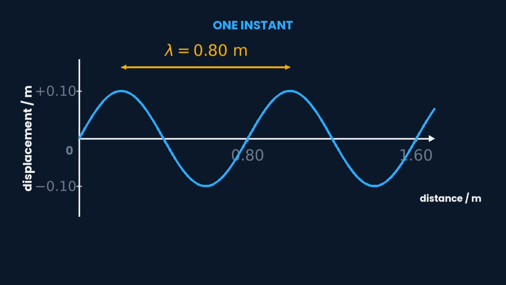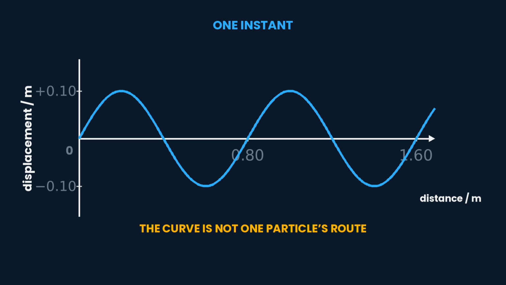Wavelength, lambda, is the shortest distance along the direction of propagation between points in the same phase. Adjacent crests are an easy pair to use. The curve is not one particle's route; it records different particles at one instant.